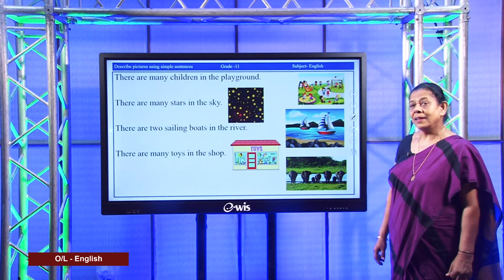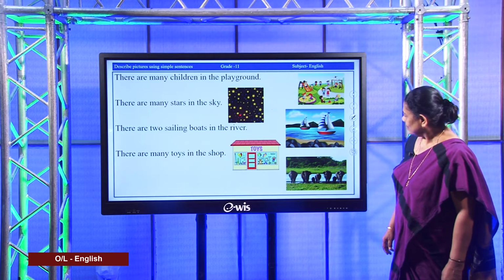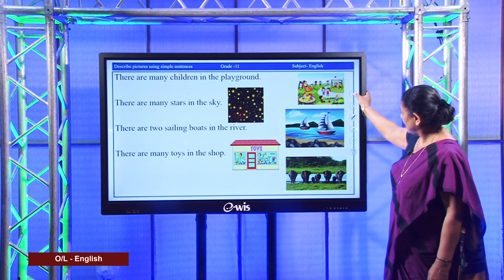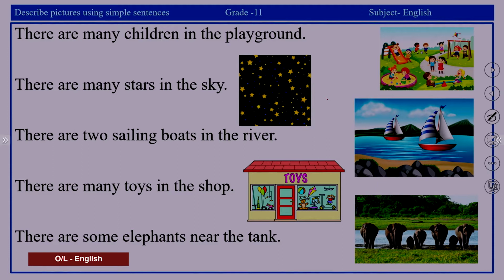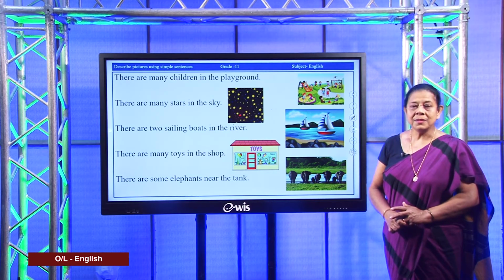What can you see there? Elephants. Yes. So, how do you describe that? Yes, now look at the sentence. There are some elephants near the tank. Right? Yes, children. So, we can use the word many or some.